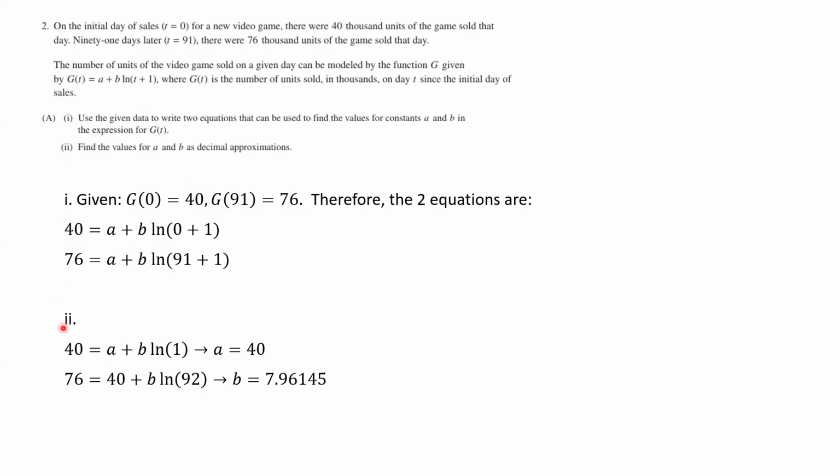Part 2, you can simplify the first equation. ln of 1 is 0, so this whole term goes away. So A equals 40. And then for the second part, you need the calculator. So 76 is equal to 40, which is what we found from the previous equation, plus B ln of 92. So B is equal to 7.96145.